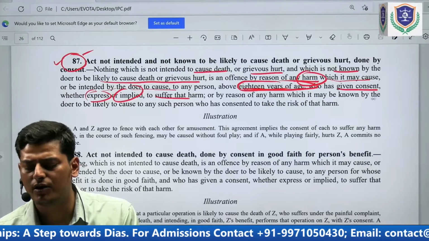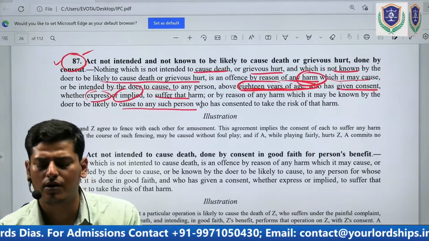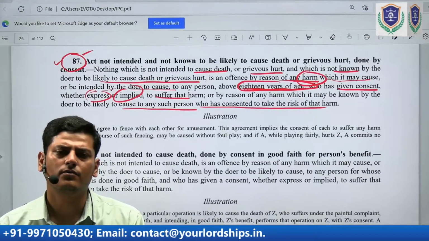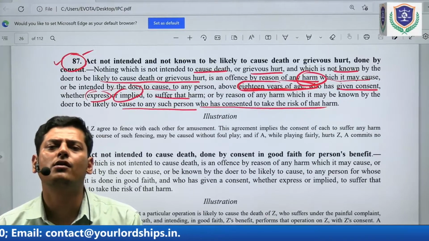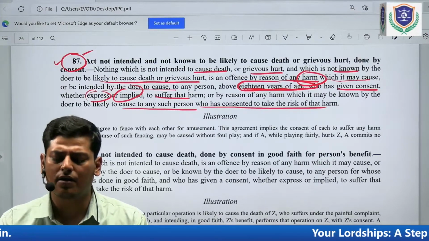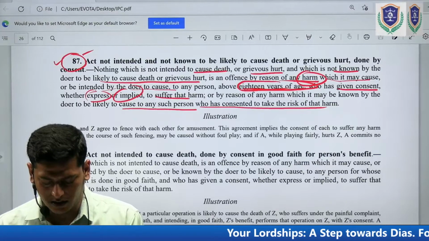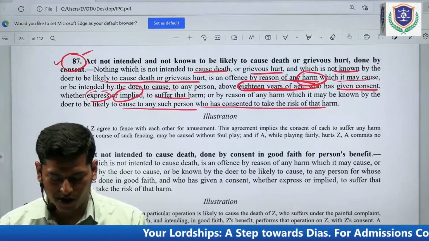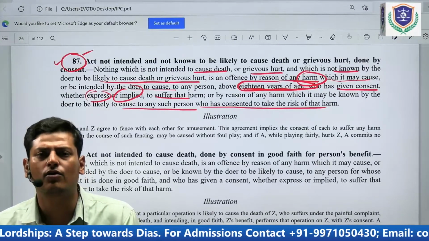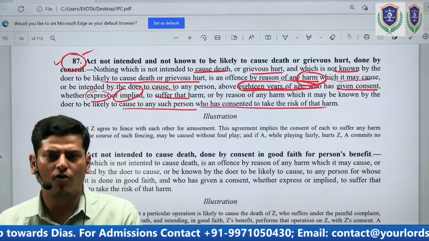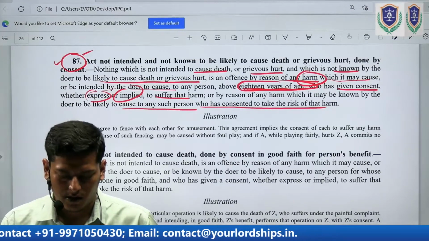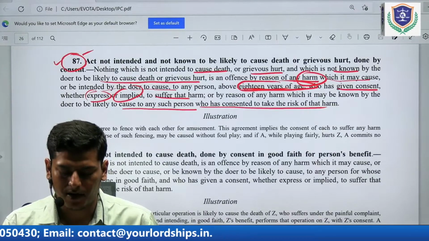or by reason of any harm which it may be known by the doer to be likely to cause to any such person who has consented to the risk of that harm. So every man is the best judge of himself. Section 87 basically covers those cases of wrestling, fencing, sports activity, and it will not extend to the voluntarily causing of death or grievous hurt. So the first essential is the act should not be intended to cause death or grievous hurt. It should not be known to be likely to cause death or grievous hurt. It must be done with the consent of a person who is above the age of 18 years, and it must be in good faith. Okay. So these are some of the important elements under section 87.